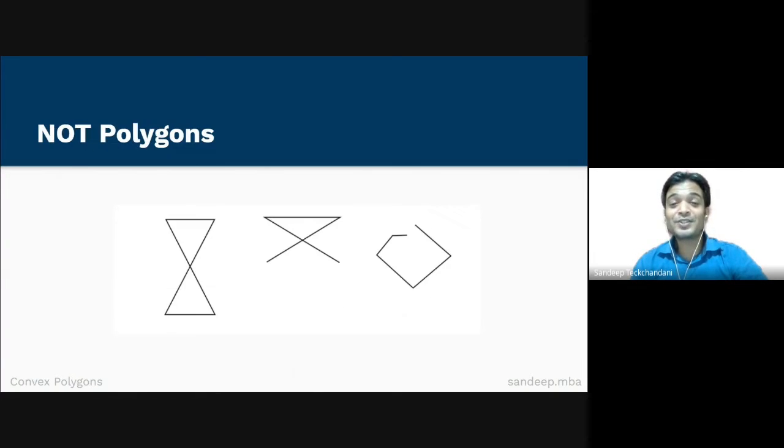The following figures are not polygons. The second figure is not a polygon because it is not a closed plane figure. Similarly, the third figure is also not a polygon because it is not a closed plane figure.